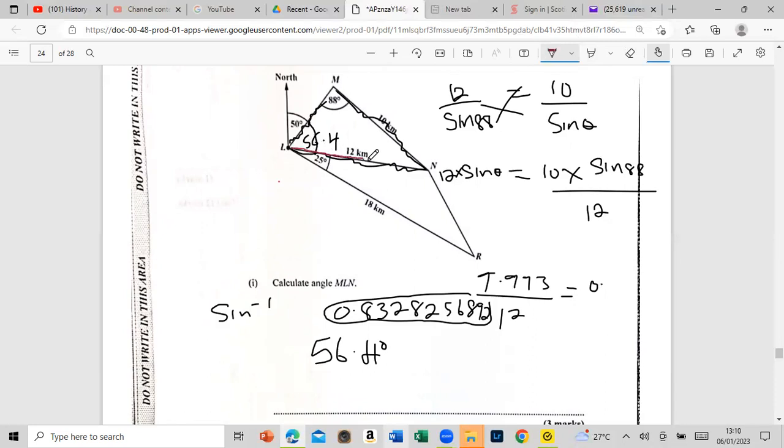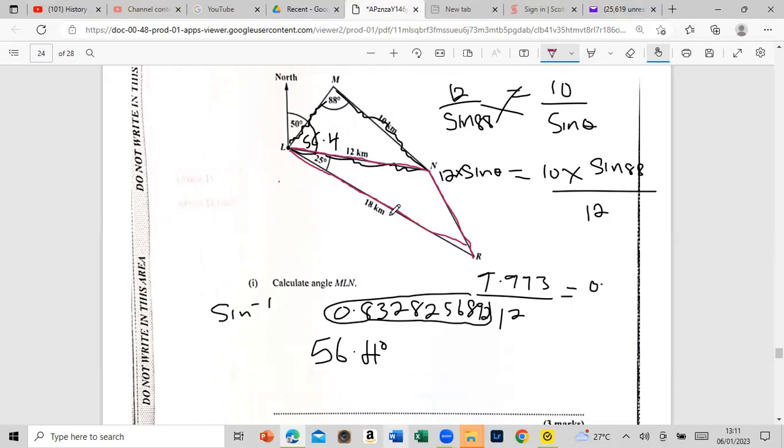This is a very, very nice and impressive question by CSEC. I actually love it. Why I love it, guys, it brings out the cosine rule and the sine rule in one. I love it. I'm not going to lie, I absolutely love it. All right, so we know the angle here.